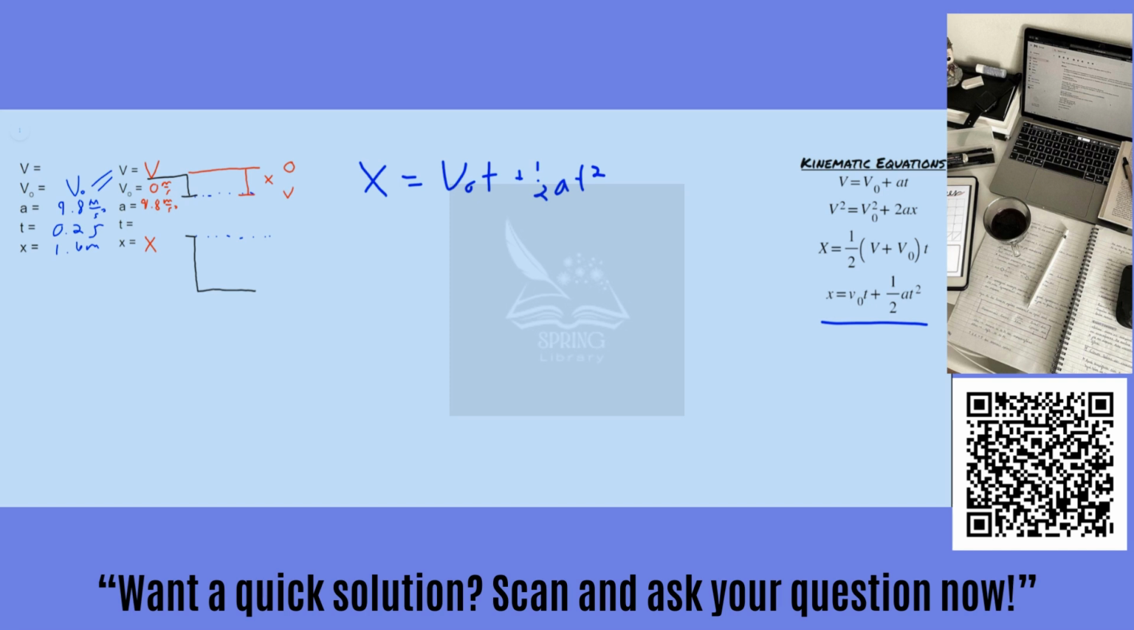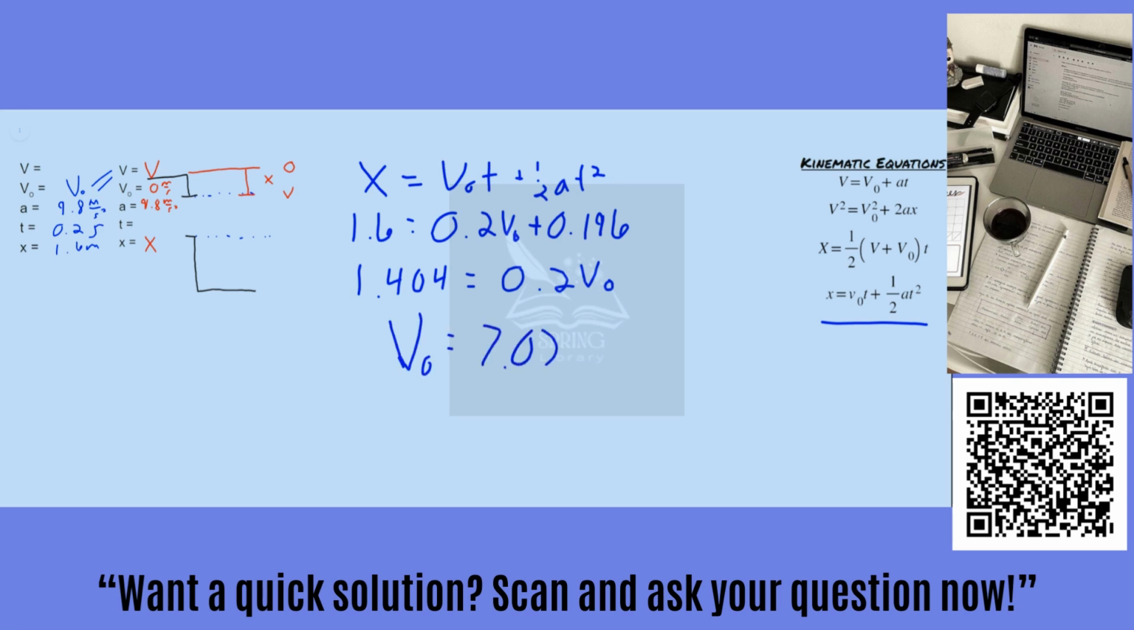When I plug in my known numbers, we have 1.6 equals 0.2 v naught plus 1/2 at squared, which becomes 0.196. Okay, then when I rearrange this a little bit, we get 1.404 equals 0.2 times that initial velocity. So finally, our initial velocity for this problem comes out to be 7.02 meters per second. So when the tile reaches the window, it is already traveling at 7.02 meters per second.